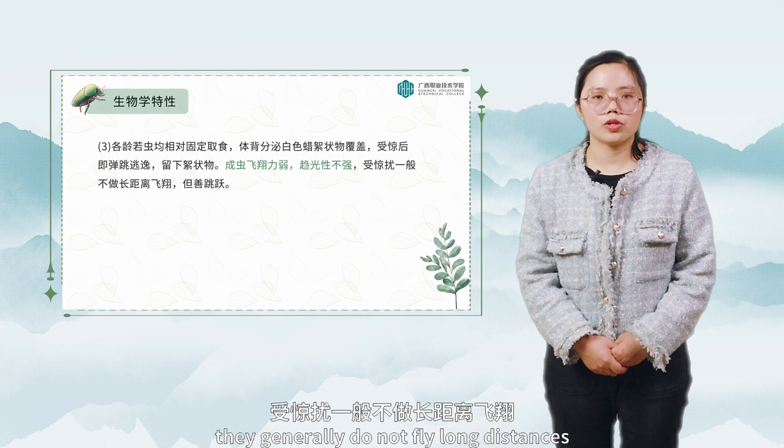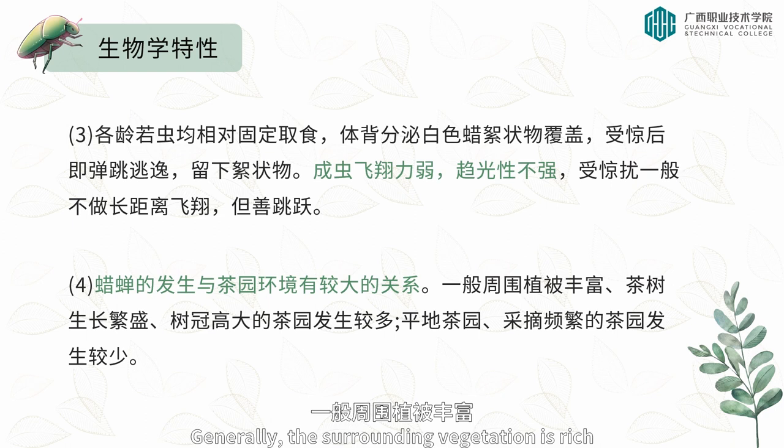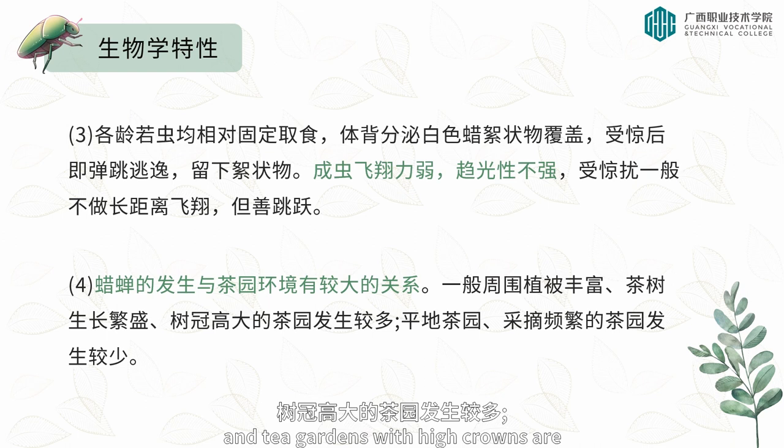The occurrence of fulgaroids has a great relationship with the environment of tea gardens. Generally, where the surrounding vegetation is rich, tea trees grow luxuriantly, and tea gardens have high crowns, insect outbreaks occur more often. The flat tea gardens with frequent picking are where outbreaks occur less.